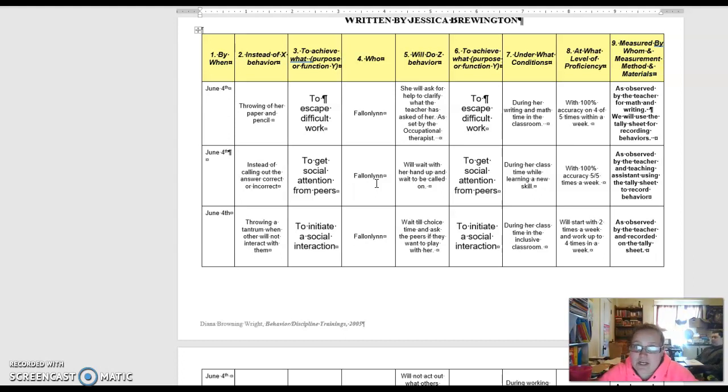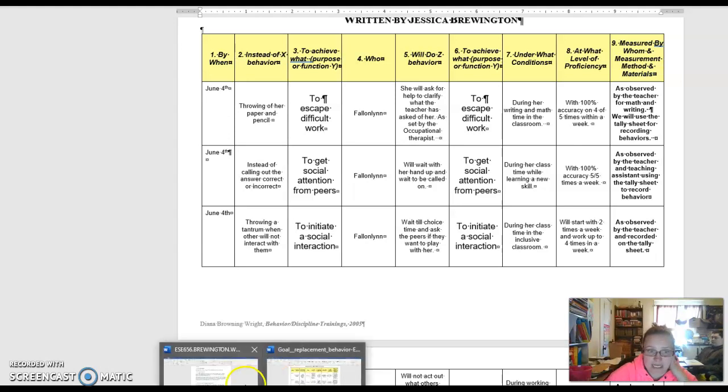have the teacher ask her, to clarify as things that the occupational therapist is asked to do. We know that this is a way to escape difficult work, and during her writing and her math time in the classroom, we want this to be an accuracy of about 100%, or they're just under at least 4 out of 5 times within a week. We would like to see the positive behavior versus the negative behavior as observed by the teacher for math or writing. And we can use the tally sheet as well.